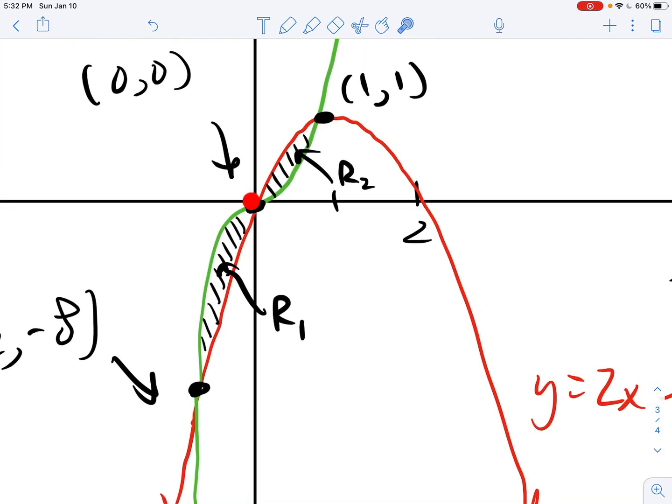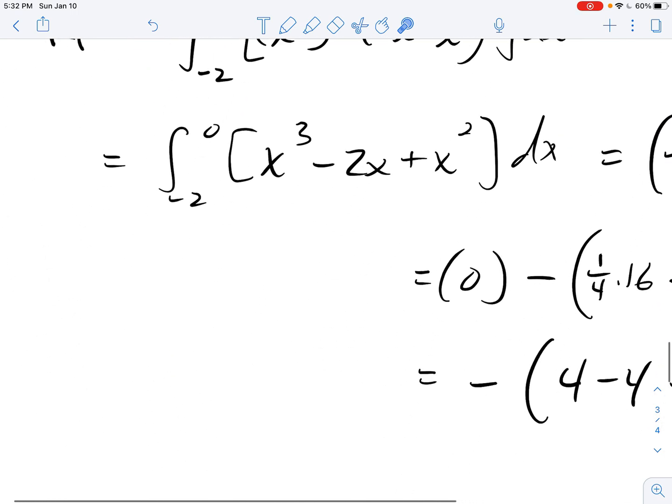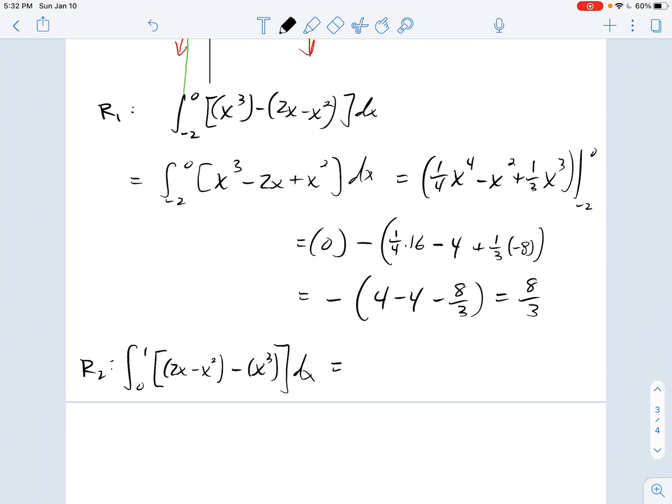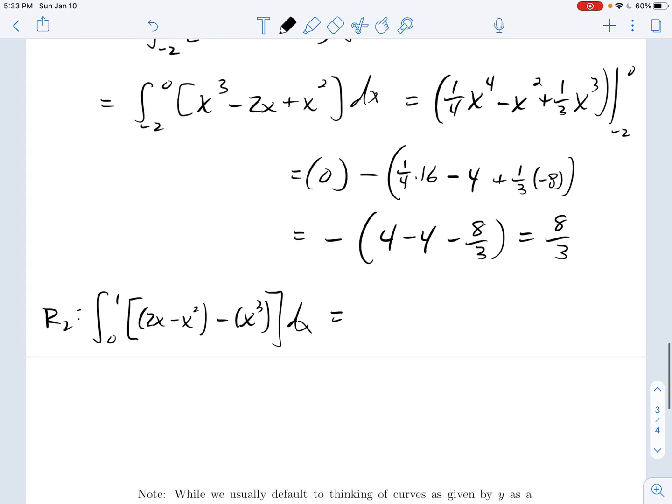For region 2, it starts at x equals 0, it ends at x equals 1, and now the top function is the red one. So for region 2, it's a definite integral from 0 to 1 of 2x minus x squared minus x cubed. So I'm going to skip an intermediate step, but when we do the antiderivative here, well, no, I'll just for clarity, I will show this.